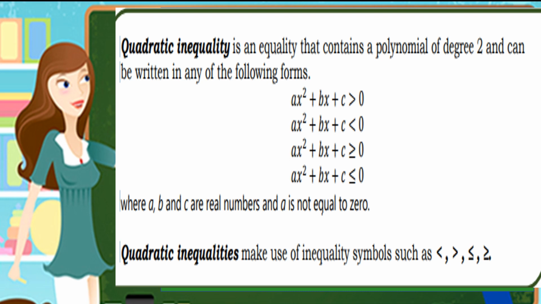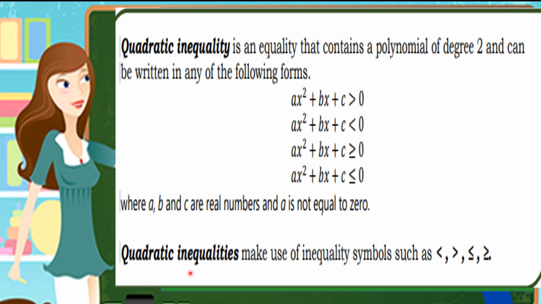So we have ax squared plus bx plus c is greater than 0. We have ax squared plus bx plus c is less than 0. And ax squared plus bx plus c is greater than or equal to 0. Ax squared plus bx plus c is less than or equal to 0, where a, b, and c are all real numbers and a is not equal to 0.